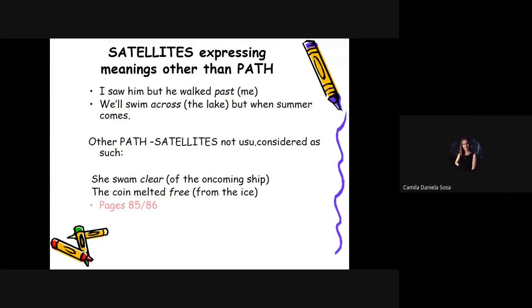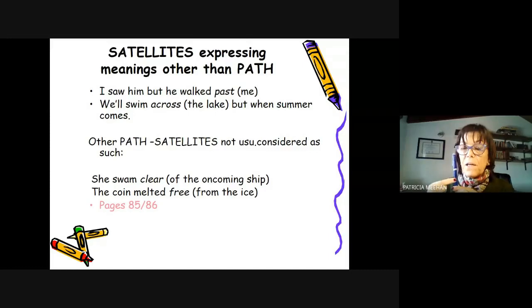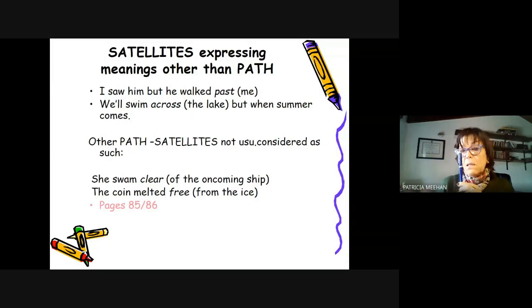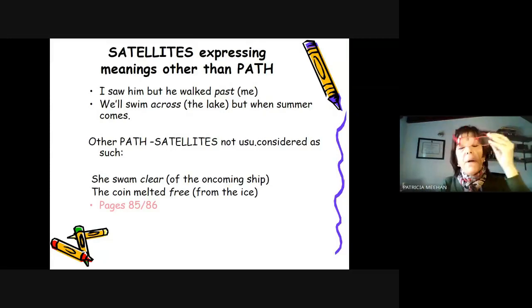What moves with respect? The figure. The figure. And who is the figure here? The person walking? Yeah, in this sentence, he. Your ex. Yeah, the he, the ex, whatever. Right? So if it were traditional grammar, okay, past me, he walked past me is an adverbial of place, me is the object of the preposition, cha-cha.